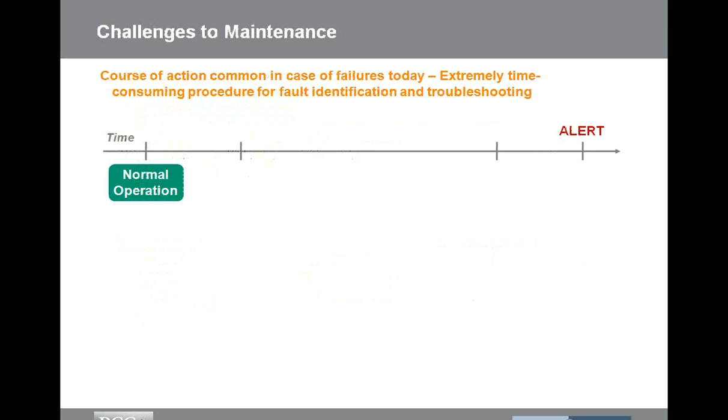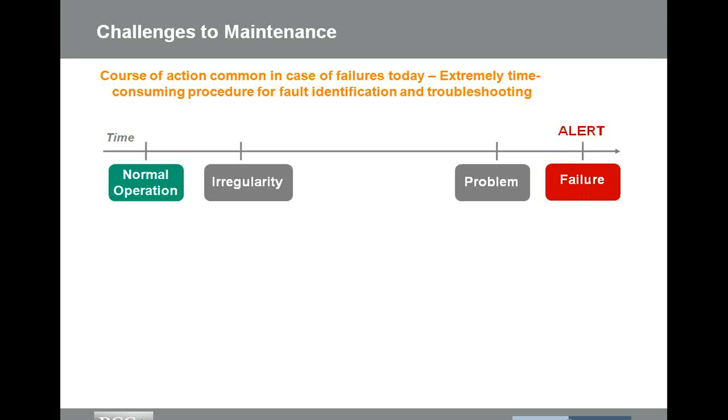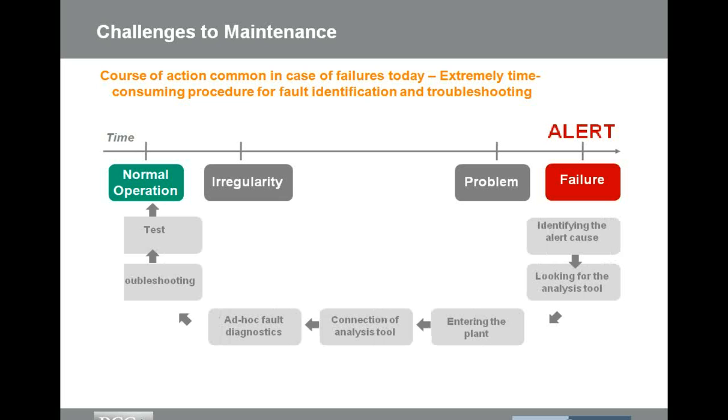So if we look at the challenges to maintenance, in a normal operation of a system, if a fault occurs, it goes through a series of events. First, there's some sort of irregularity that occurs. That irregularity will then result in a problem happening with the system. That problem will typically result in a failure, which will provide an alert. And once that alert occurs, then we go back and identify the cause of the alert. We look for our tool, we go to the machine, connect the tool, and do ad hoc diagnostics, which allows us to troubleshoot and test and then get the machine back up and running.